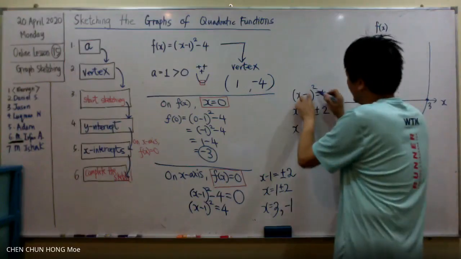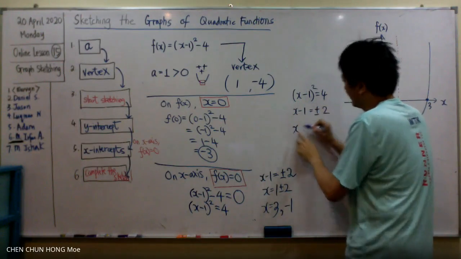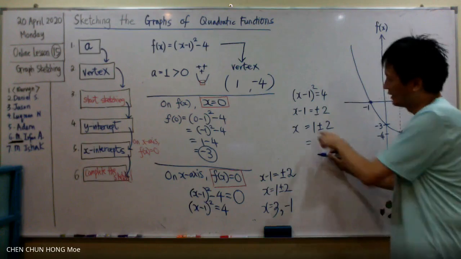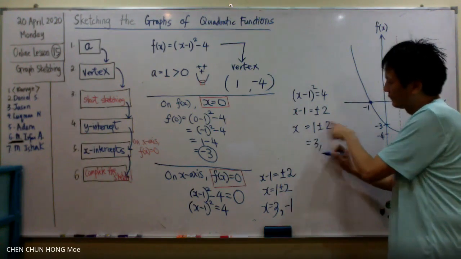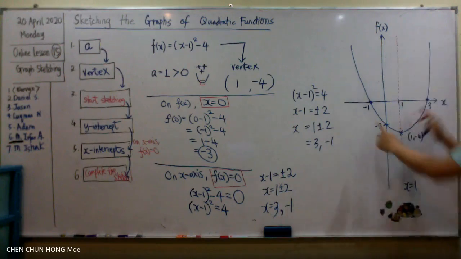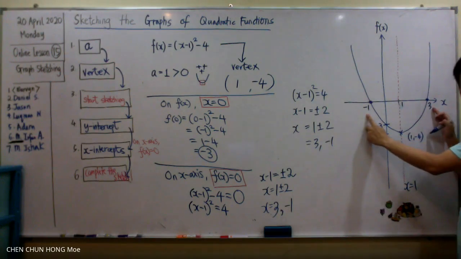Oh, I see. Oh, yeah. So square root of 4 equals 2, right? Sorry, this is 1, right? So then I move the 1 over, you get 1 plus minus 2. So you have 1 plus 2, that's 3. 1 minus 2, that's negative 1. That's why you have 2 x-intercepts here.